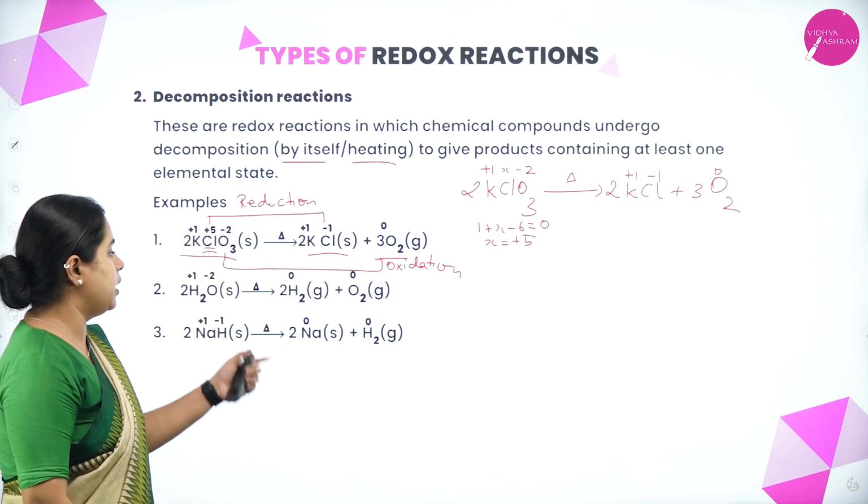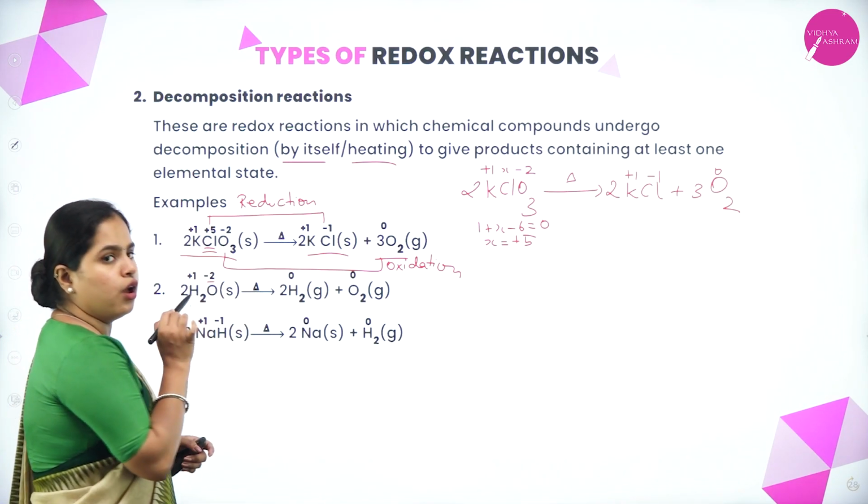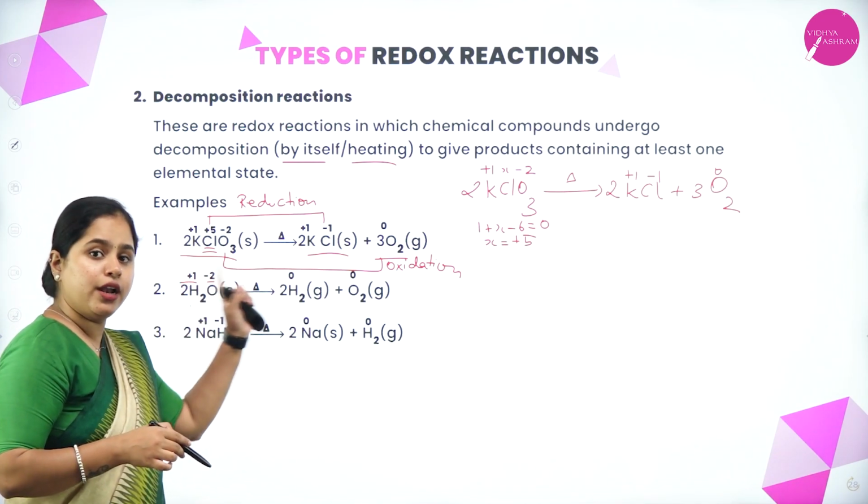Moving on to the next example, 2H2O. Water is getting decomposed to hydrogen and oxygen. So here H2O, oxygen it is -2. For each atom of hydrogen it is +1. Right? And H2 and O2.